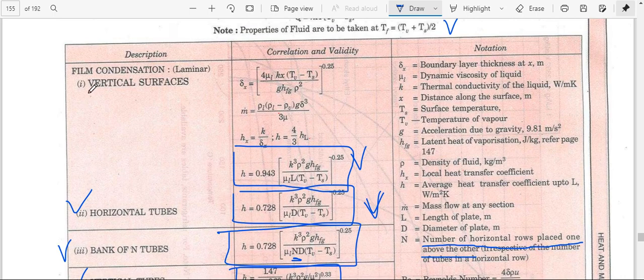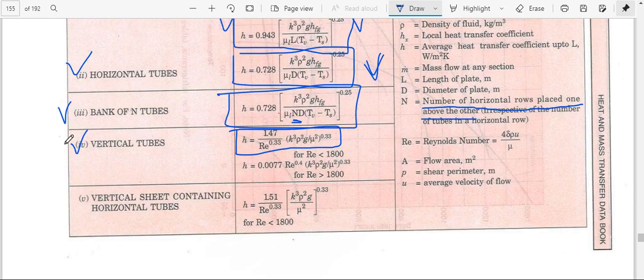We have to consider it as a vertical surface like this. So that's why I'm not calculating any problem for this formula, and this is also a vertical sheet containing horizontal tubes.